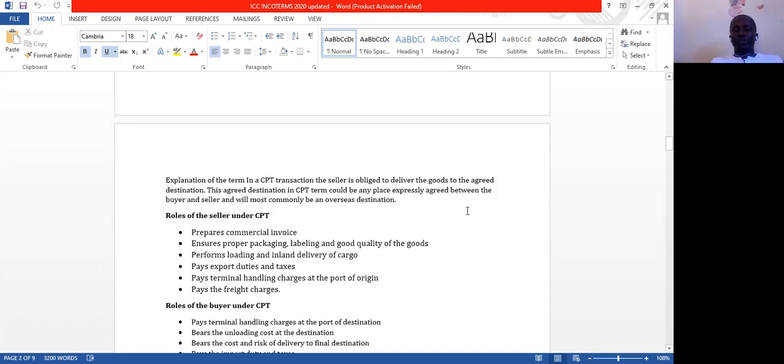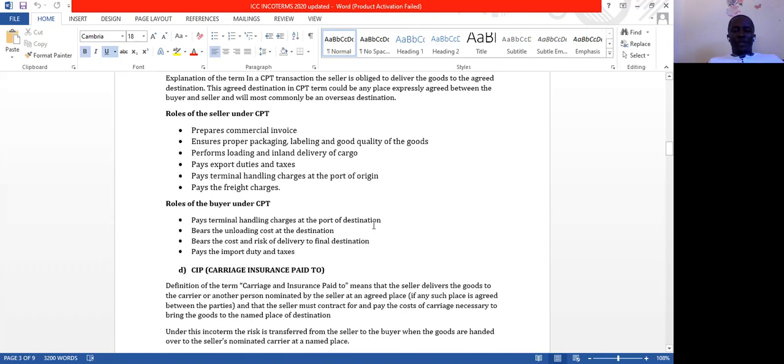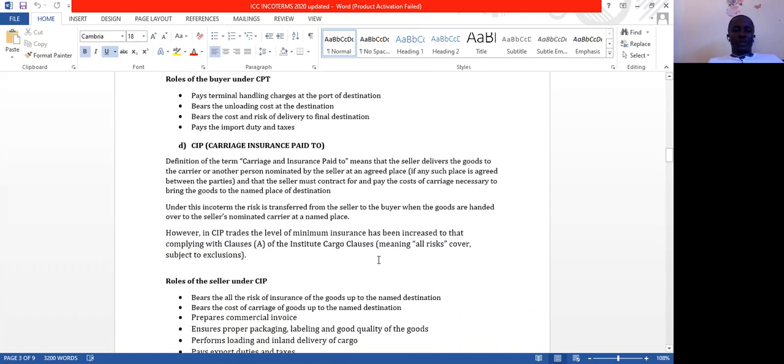Now, explanation of the terms in CPT transaction, the seller is obliged to deliver the goods to the agreed destination. The agreed destination in CPT terms could be any place expressly agreed between the buyer and the seller, and will most commonly be an overseas destination in most cases. Okay. Roles of the seller: prepares the commercial invoice, ensures proper packaging, performs loading and unloading, pays export duties, pays terminal handling charges at the port of origin, pays the freight, pays terminal charges at the port of destination, bears the unloading cost at the port of destination, bears the cost and the risk of delivery to the final destination, and then pays the import duties and the taxes.